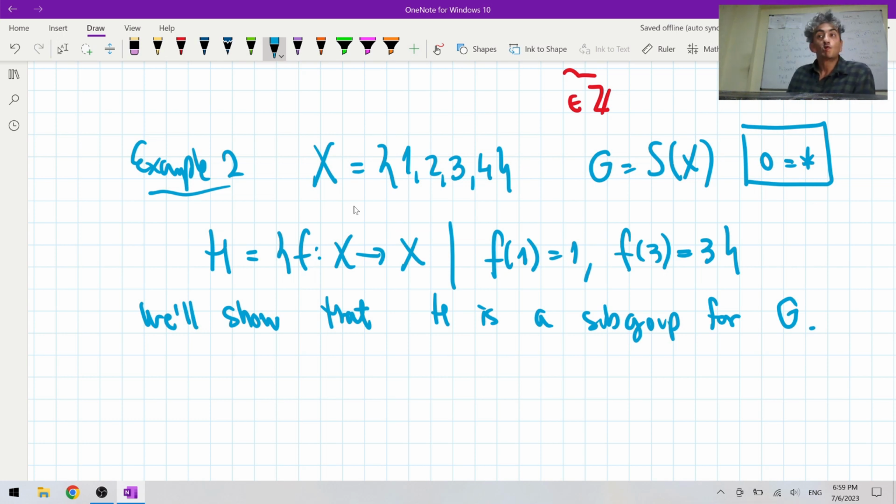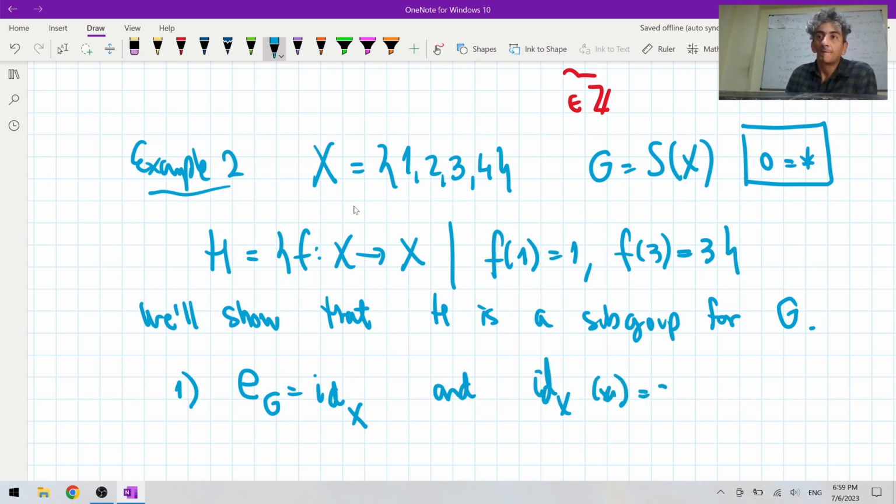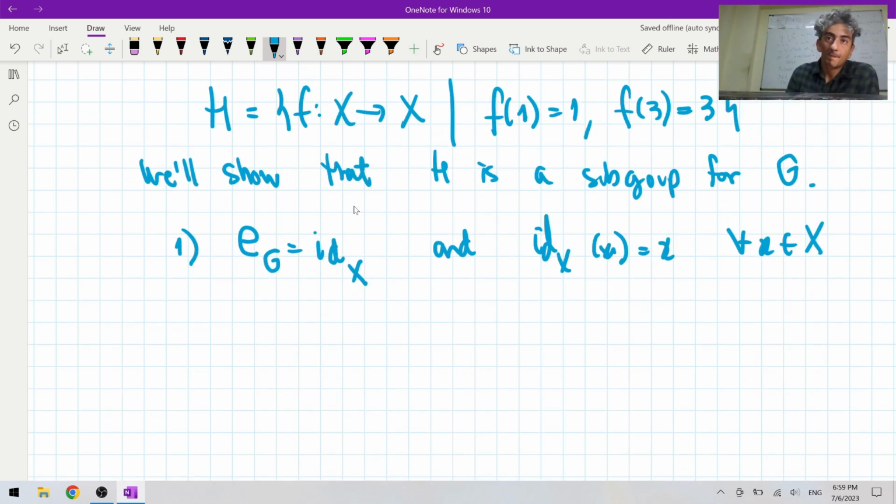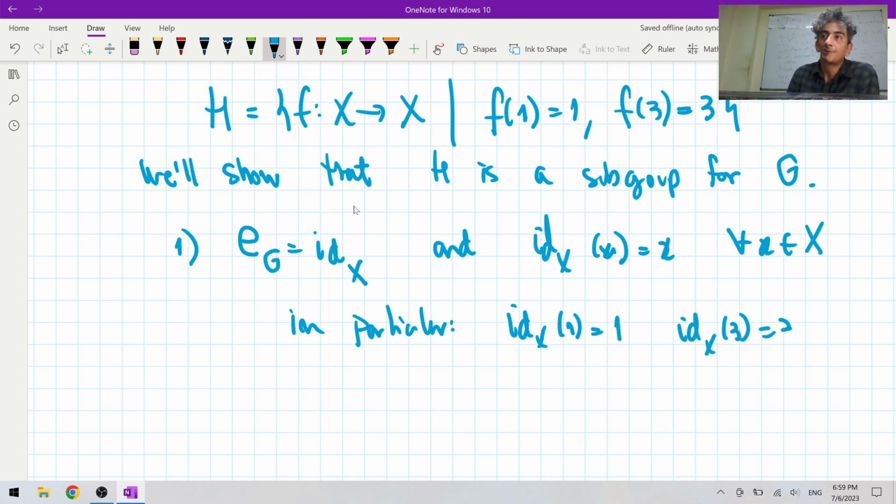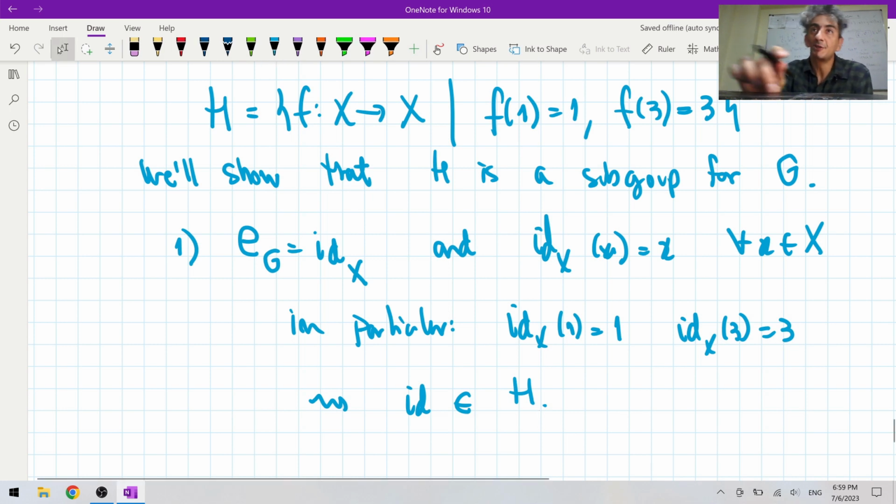So why? How come? Well, first of all, the identity element in G is simply the identity of X. And the identity of X fixes every element of X. In particular, the identity applied to 1 returns 1, and the identity applied to 3 returns 3. So that means the identity is an element of H. So the neutral element for G also belongs to H. That's easy.